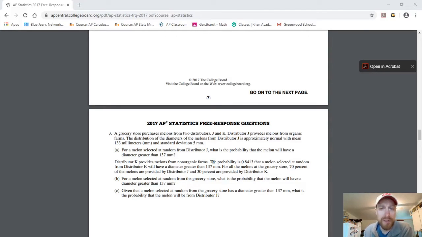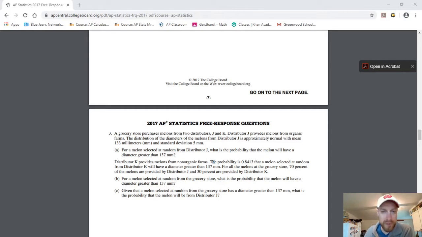Whatever. 2017 number 3. A grocery store purchases melons from two distributors, J and K. Distributor J provides melons from organic farms. The distribution of diameters shows it's approximately normal with a mean of 133 millimeters and standard deviation of 5 millimeters.